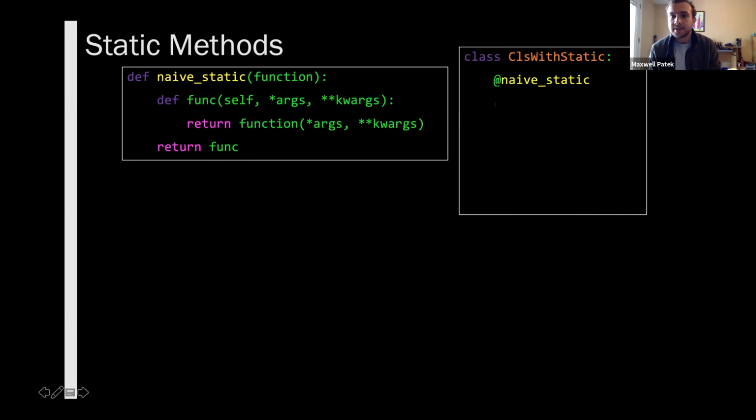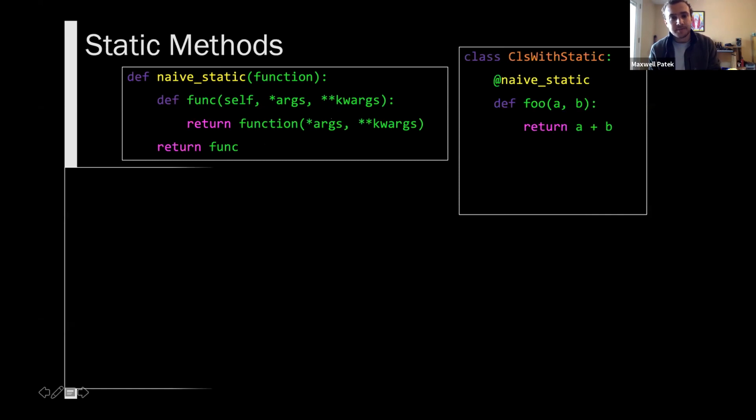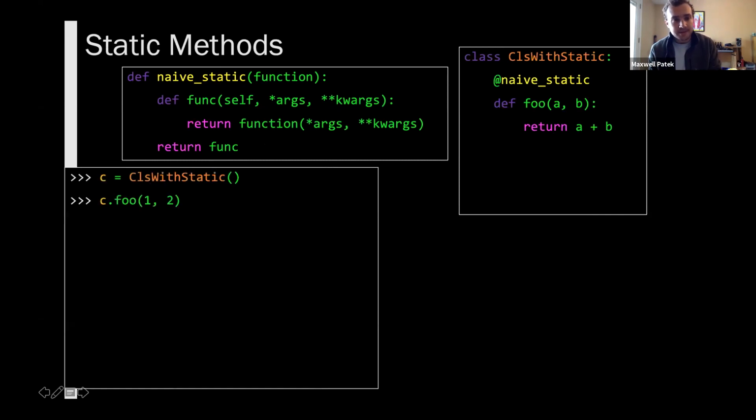So if we decorate this foo function, it doesn't take in self originally, but then after being decorated, it does take in self, it just doesn't use it. So that's the intuition here. And this works for instances. So if we call c.foo, c is going to be passed in as self, and then it's going to be thrown away, and function is going to be called just with a and b. So this is going to work.